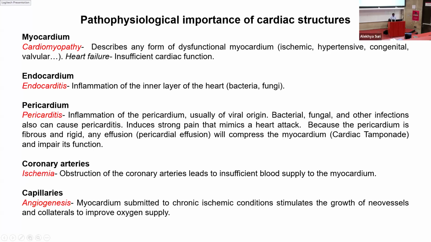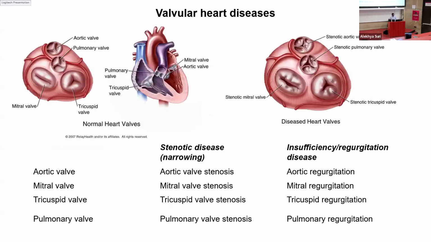And capillaries are involved in angiogenesis, especially if there is an ischemic condition, meaning that there is no blood supply to the myocardium. At that time, angiogenesis will occur. The capillaries will start to proliferate and try to provide oxygen to the myocardial cells. And it depends on the type of stress. It could be pathological or physiological. So we'll see that later on.